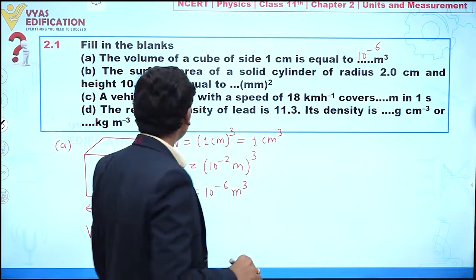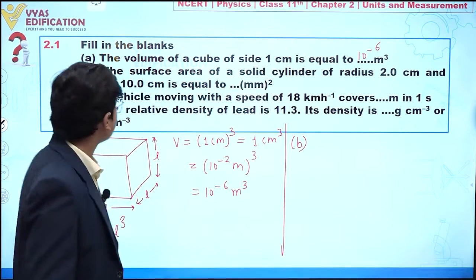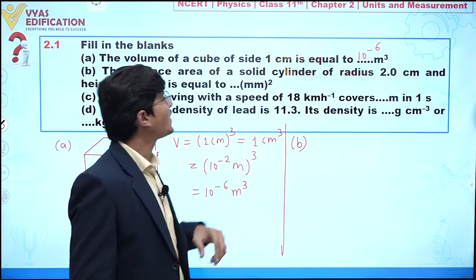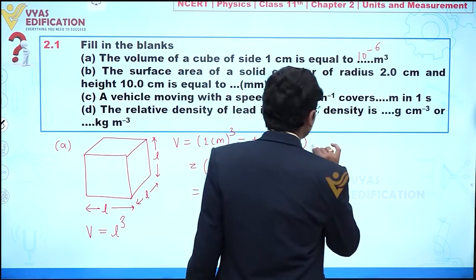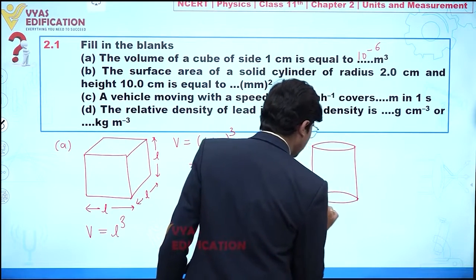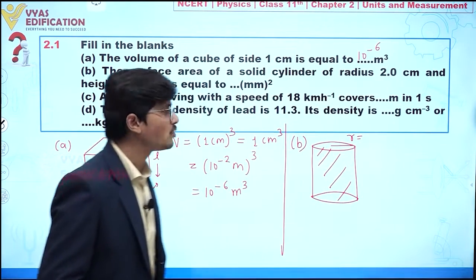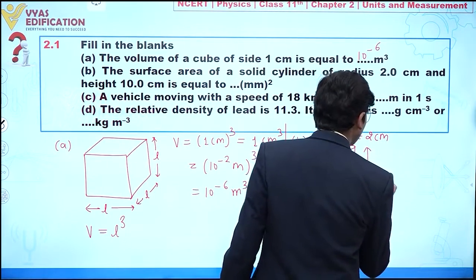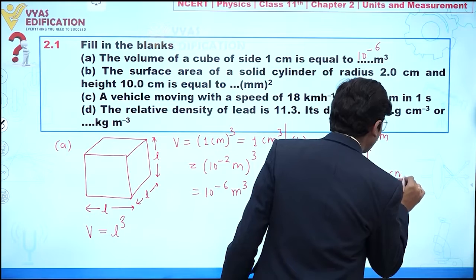Clear to everyone? Now we are going to discuss part B. In fill in the blanks B, we have to find the surface area of a solid cylinder of radius 2 centimeter and height 10 centimeter. Let's suppose this is the solid cylinder. For this solid cylinder, the radius is given as 2 centimeter, and the height is also given in this question, with a value of 10 centimeter.